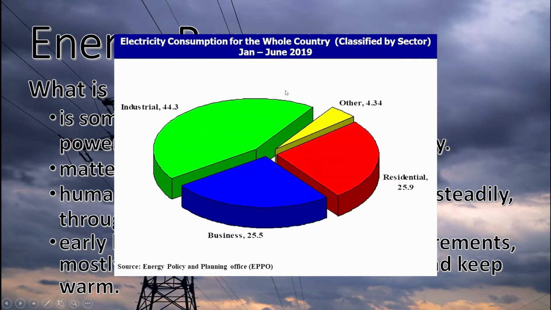So this is a graph on the electricity or energy consumption of Thailand. As you can see, there is 44% for industries, and we have 25% for business, and residential, same 25%, and others have 4%.